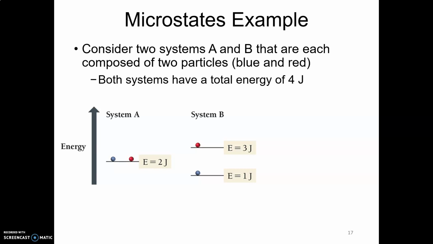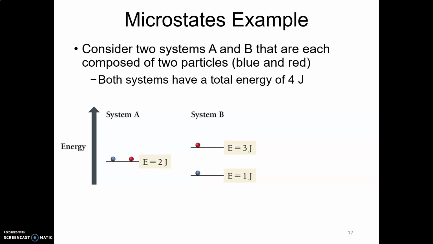Okay, that's the only option for them to live. 2 plus 2 is 4. But in System B, we have a 3 joule energy level and a 1 joule energy level. And 1 particle's in the 3 joule and 1 particle's in the 1 joule. So 3 plus 1 is 4.